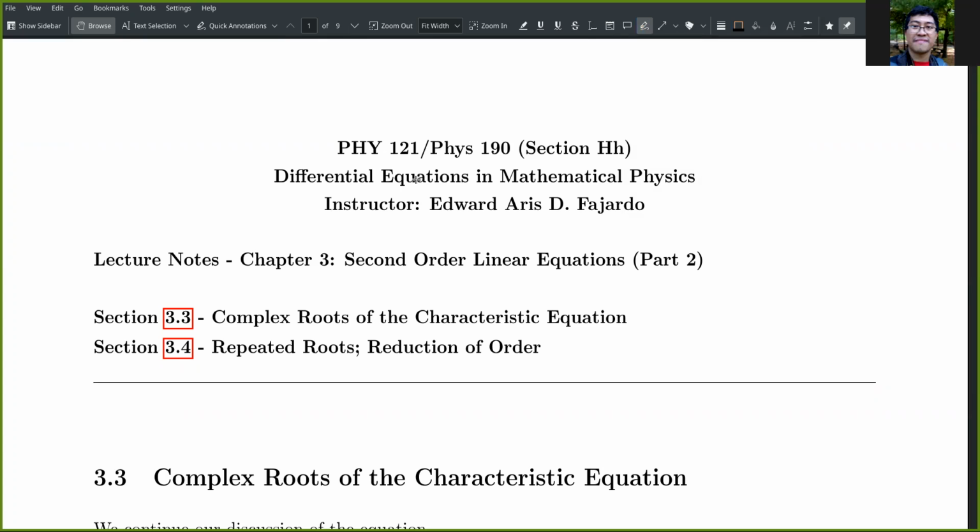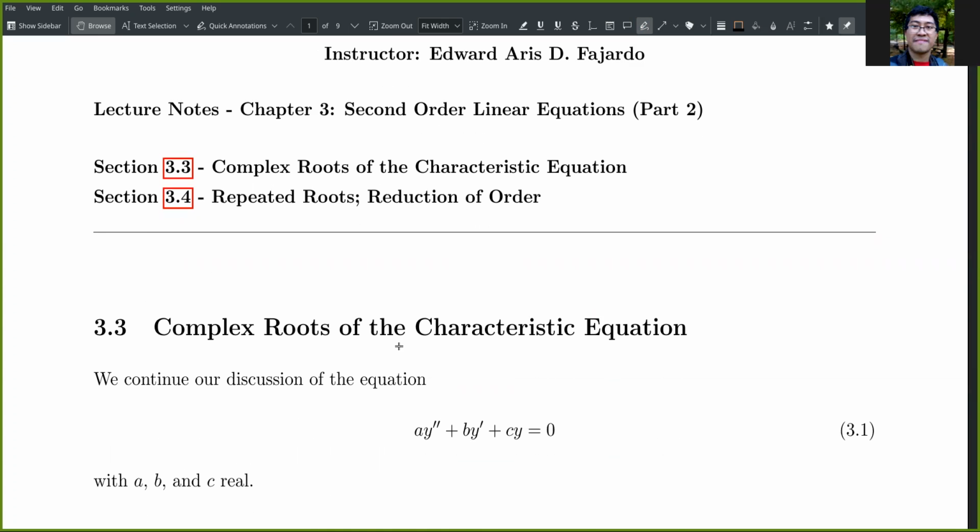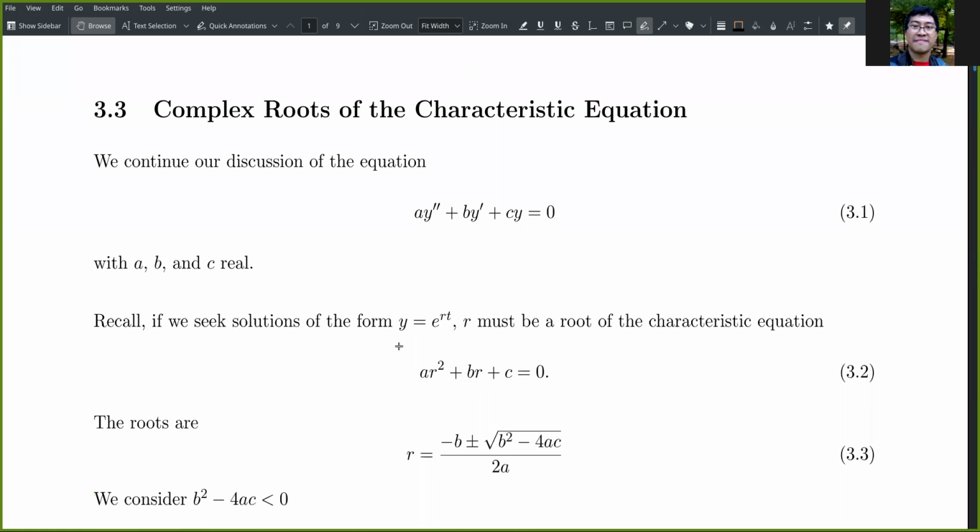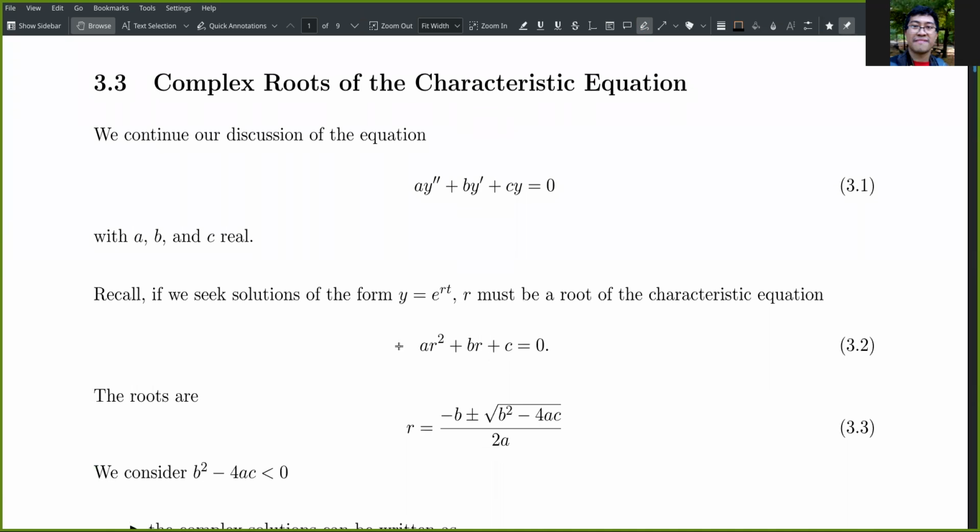Let us talk about second order linear equations, but we'll consider cases with complex roots of the characteristic equation and repeated roots. We'll also see what this reduction of order means. For the first part, we will continue discussing the solutions of this equation.